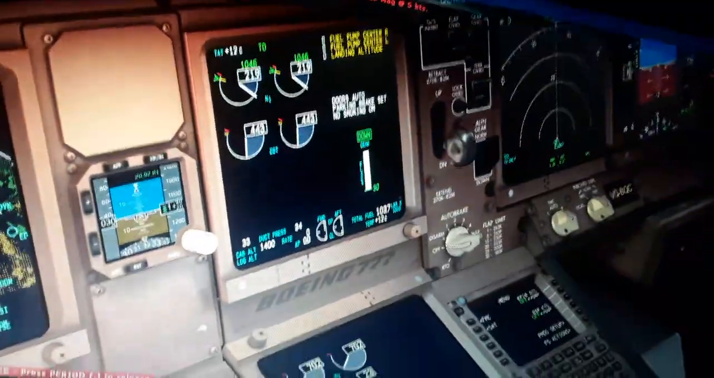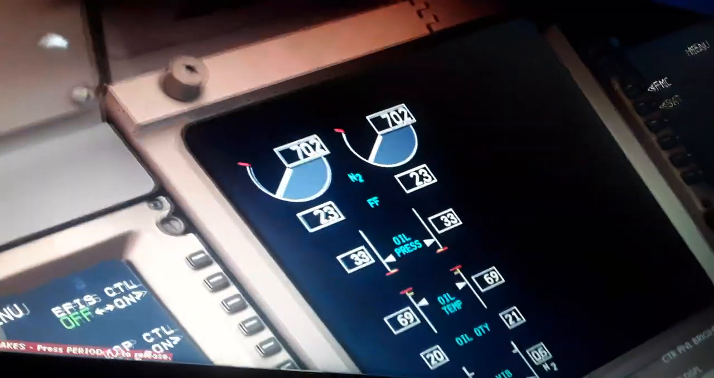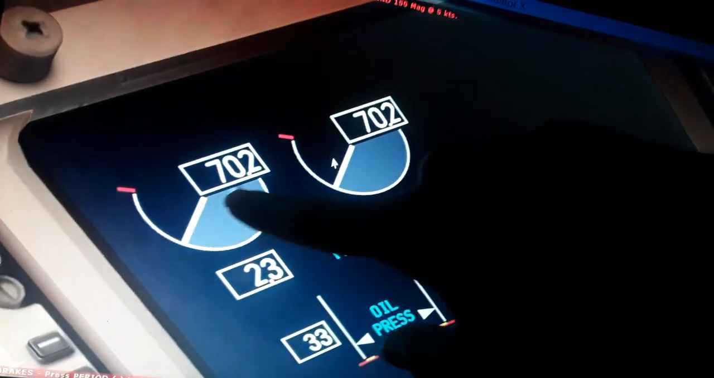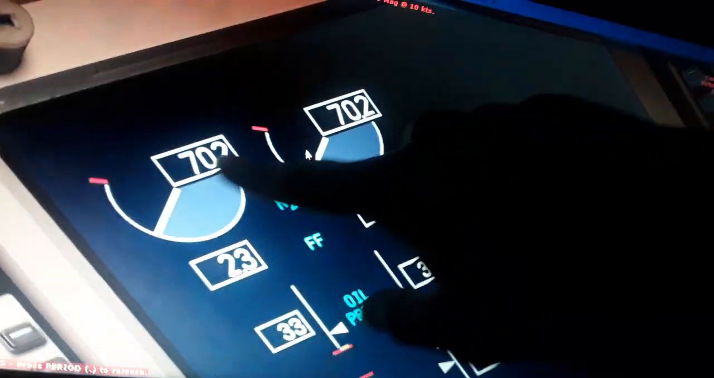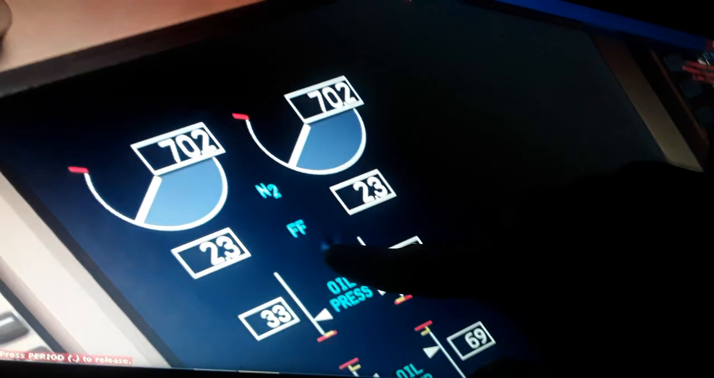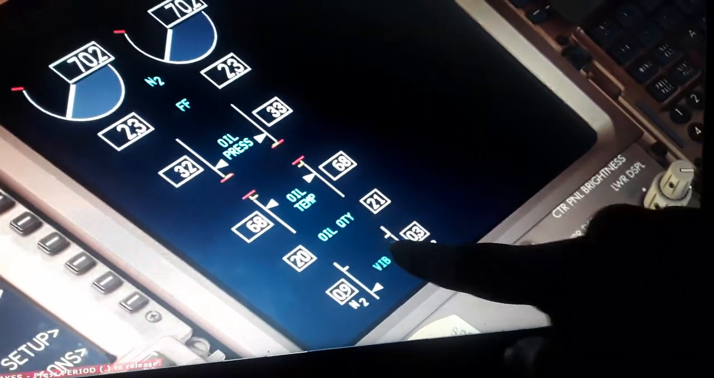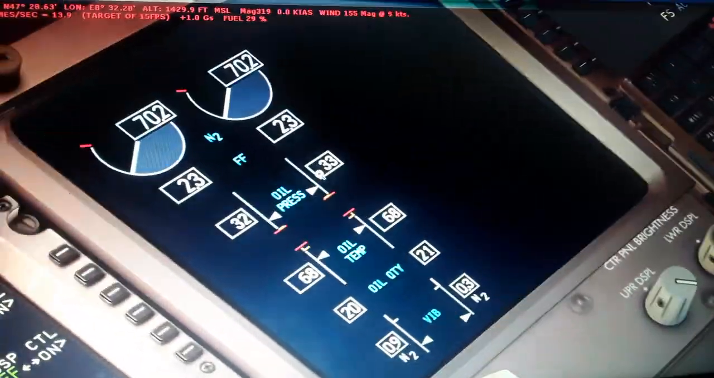We have also other indications: the N2, which is the high speed spool, the high pressure compressor and turbine of the turbofan engines, the fuel flow per engine per hour in thousands of pounds or thousands of kilograms, the oil pressure, oil temperature, oil quantity, and the vibration of the N2 stage of the engine in inches.